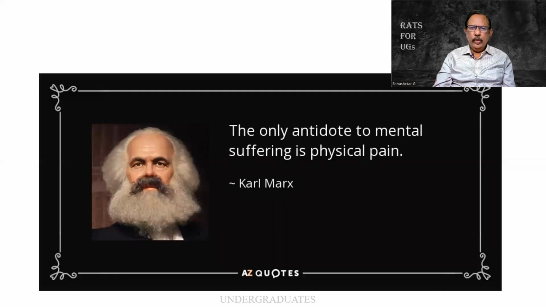The only antidote to mental suffering is physical pain, calmness. Wonderful thinking. I do not know where they got these.